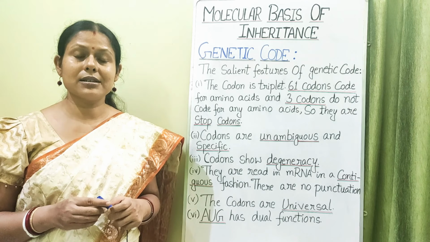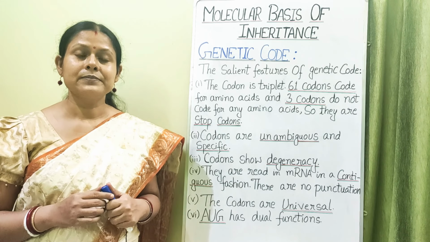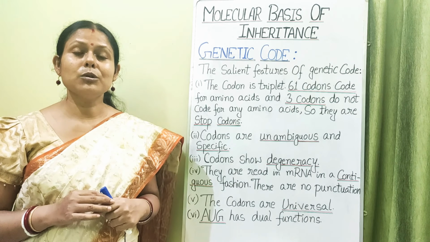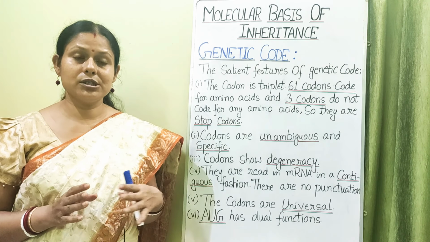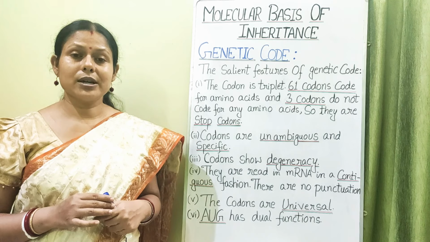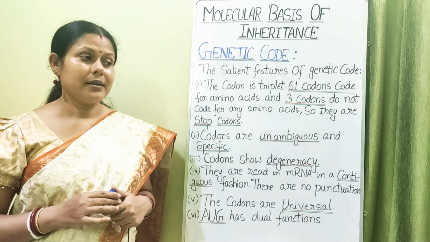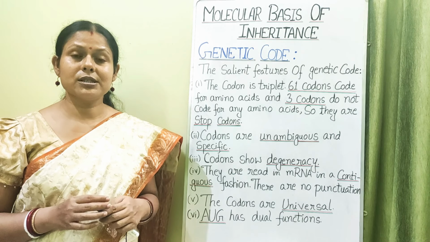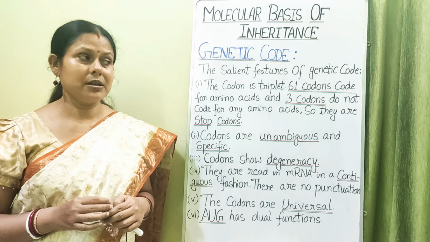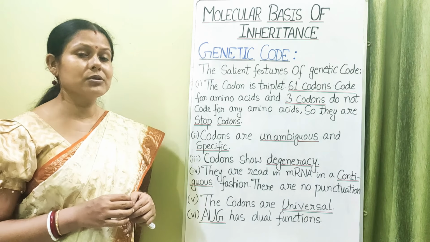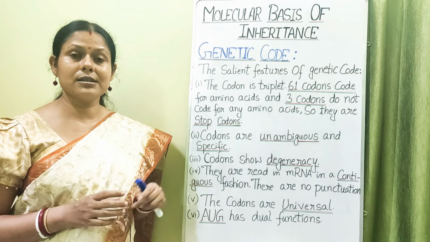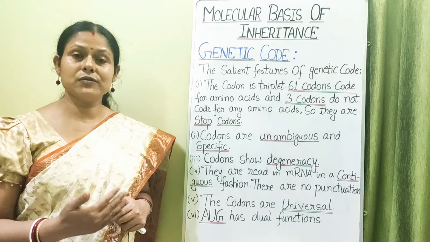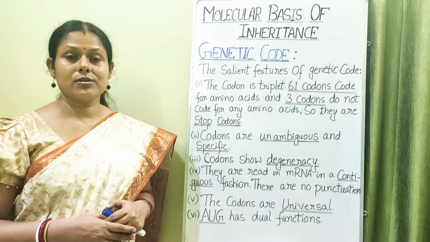We will see these various levels of regulation in prokaryotes, in an organism like E. coli, where we will see how the operon model works for the regulation of gene expression, and in eukaryotes, how it happens. And then we will take up the human genome project, and finally DNA fingerprinting. So today's class is up to this much, that is the genetic code and the salient features of the genetic code, plus mutation and how frame shift mutation takes place in the DNA.